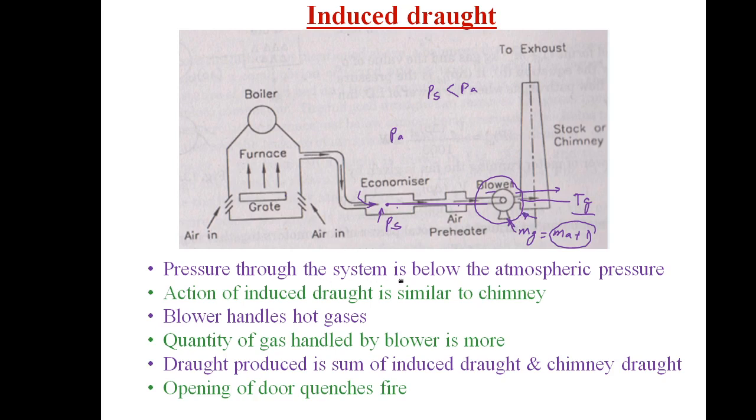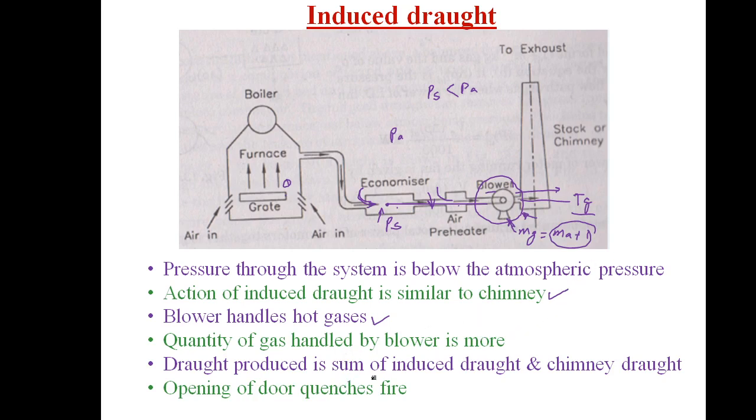The pressure through the system is below atmospheric pressure, and that causes loss of draught due to leakage. If there is a leakage, surrounding air enters, so instead of sucking the flue gases from the combustion chamber, it starts to suck atmospheric air. So the action of induced draught is very similar to chimney draught, natural draught. The blower handles hot gases, therefore it has to be designed for higher temperature. The quantity of gases handled by the blower is more, so it is MA plus 1.